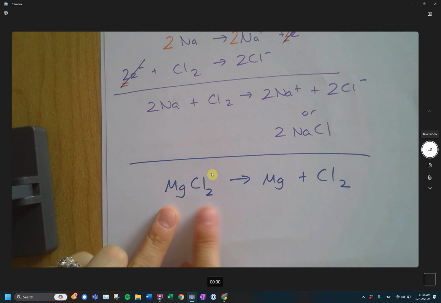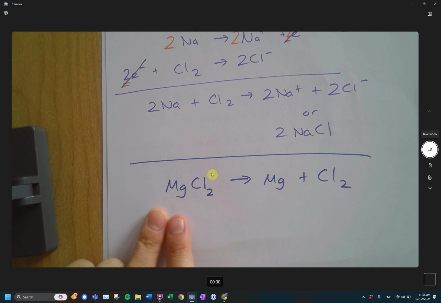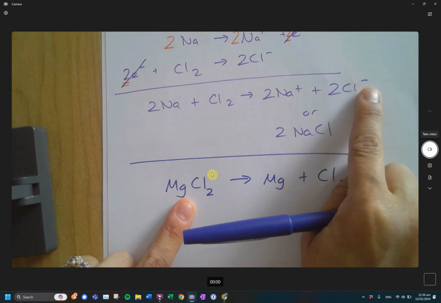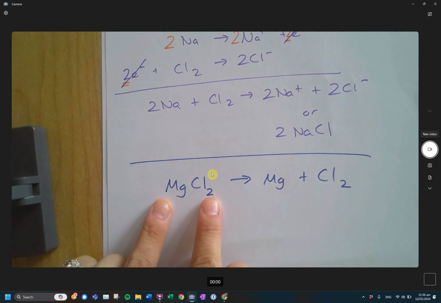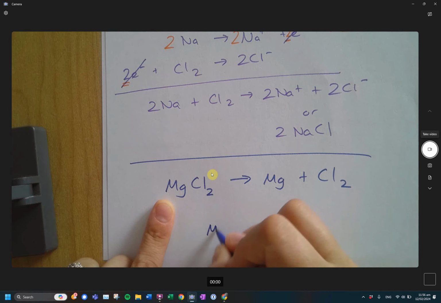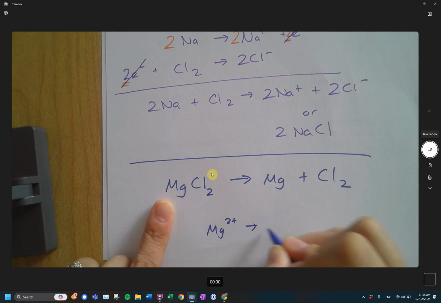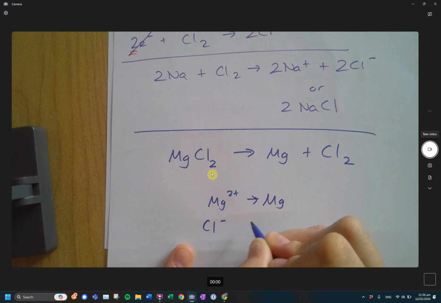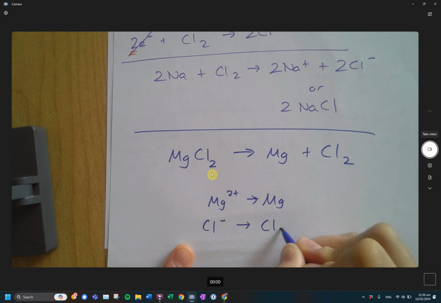So when I look at magnesium chloride, this is an ionic compound, so each half of these things will be charged. Chloride, I remember, has a -1 charge, and I have 2 of them. So magnesium must be a +2 to balance that out to 0. So we have Mg2 plus becoming Mg, and then we have Cl minus becoming Cl2.